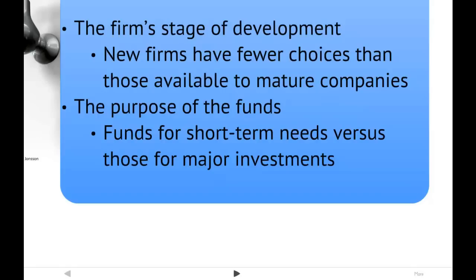You know, maybe you just have a line of credit with a bank, very short-term, might be a higher interest rate, but it's only for a short period of time. But if you're looking at major investments, things that are more long-term, well, you're going to look at different funding sources that don't require you to pay them back, at least in the very, very short term.